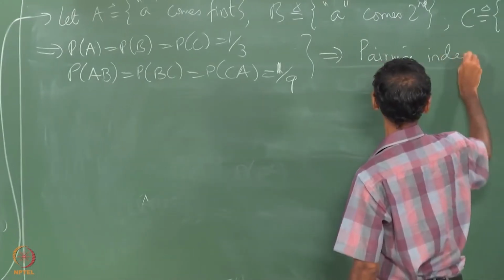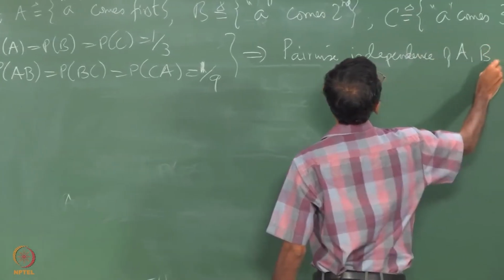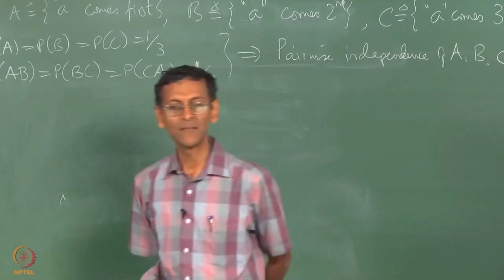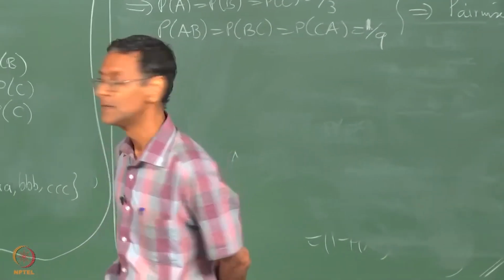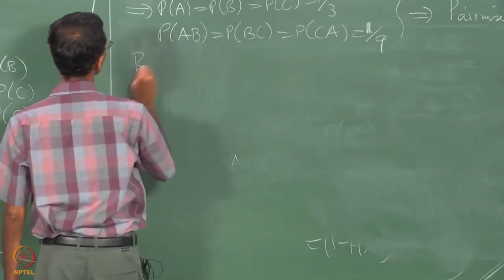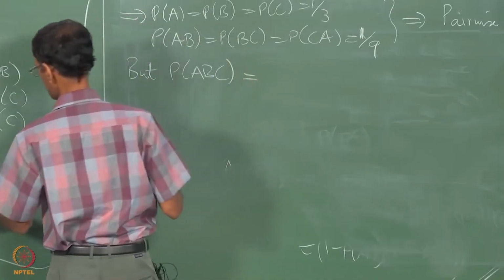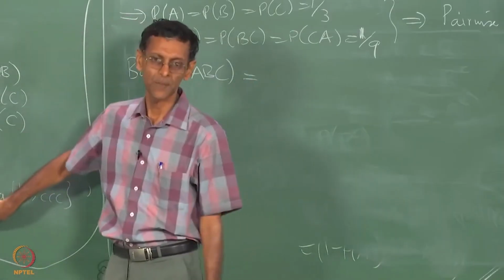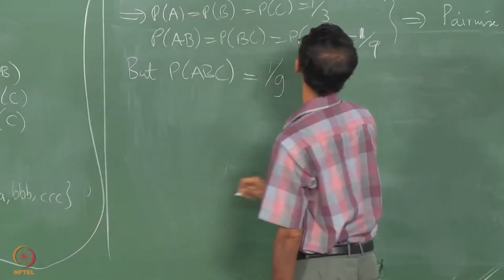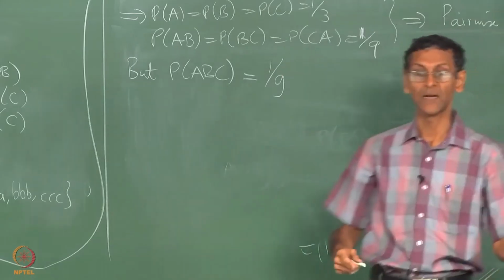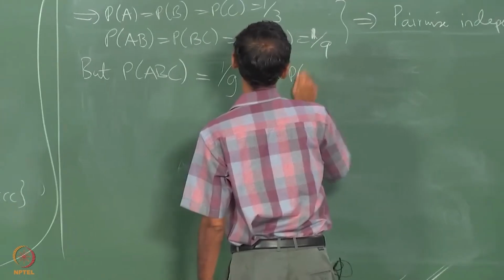But do we have real independence? No. What is the probability of ABC? Still 1 by 9, which is not 1 by 27. That happens only if you pick this AAA string. There is a point here where A comes first, A comes second and A comes third. So P of ABC is not equal to P of A times P of B times P of C.